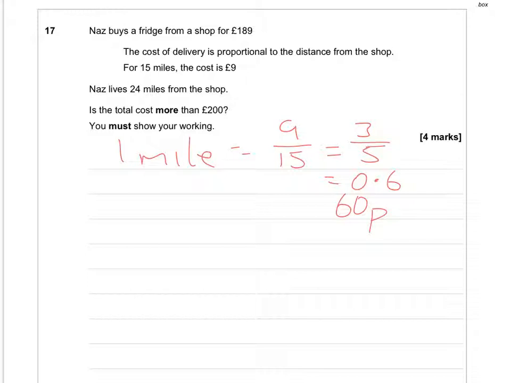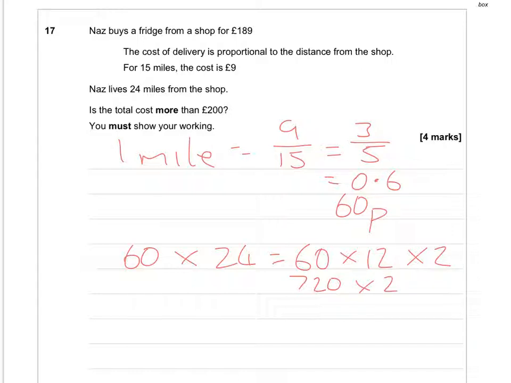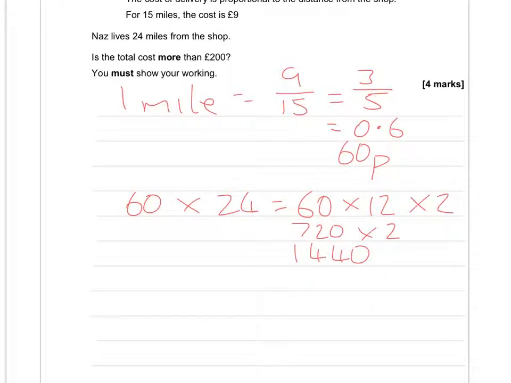To work out the cost to Naz's house, then, we need to do 60p times 24. Now I'm going to try and make this a little bit easier. I'm going to do 60 times 12 times 2, because 12 times 2 is the same as 24. So 60 times 12 is 720. I then need to times that by 2, which is 1,440. If we put this into pounds, then that means that the delivery costs £14.40.